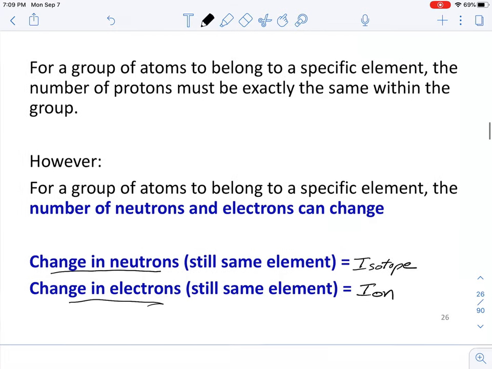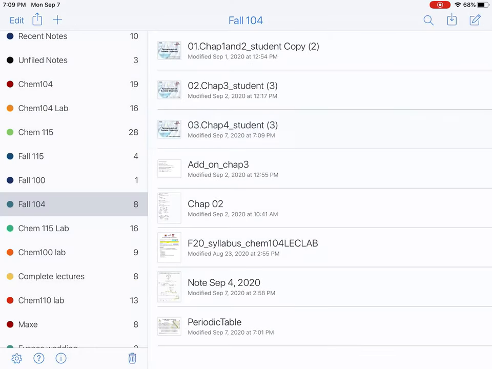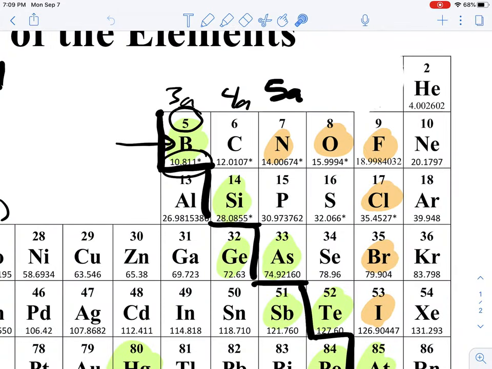And so what's missing here is protons, right? And so that's telling you that if you change the number of protons, then that means you change the element altogether. And so we can see that readily in the periodic table. So remember that the atomic number represents the number of protons. So if you go from 5 to 6, 5 represents boron, 6 represents carbon.